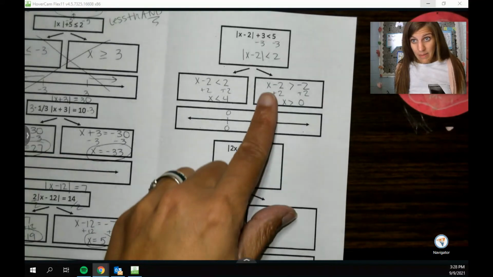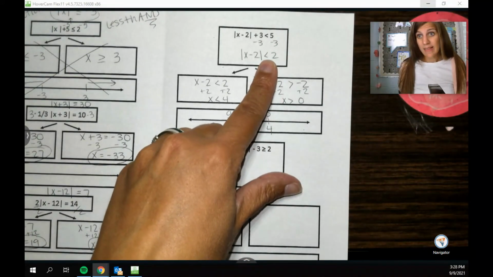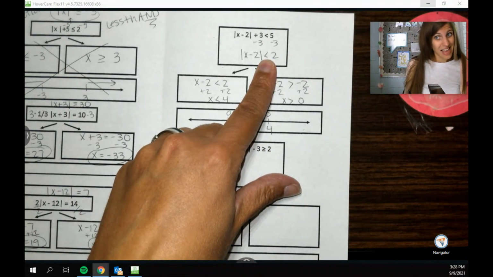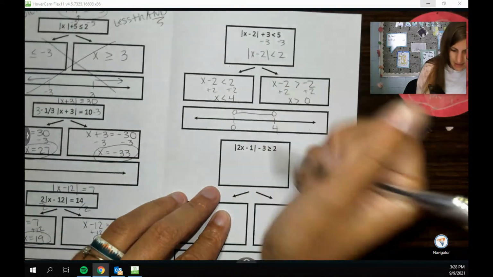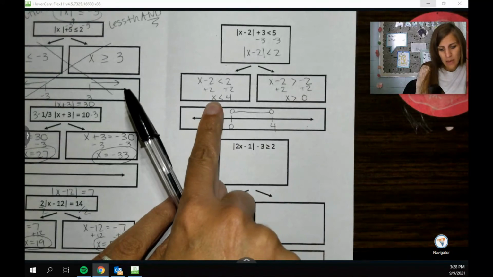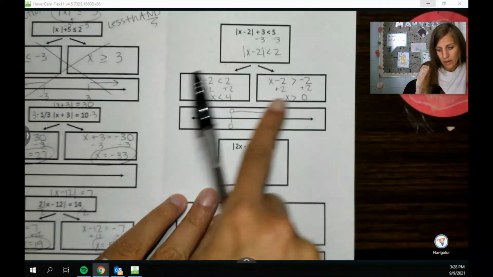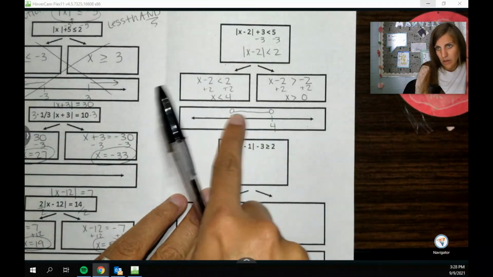If I go back and think about the original inequality, it's less than. So, and, which means I'm going to connect these. And the inequality shows me as well, x needs to be less than 4 and bigger than 0. So all this stuff in between.